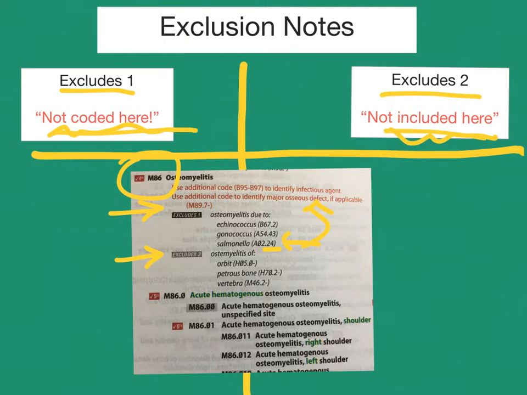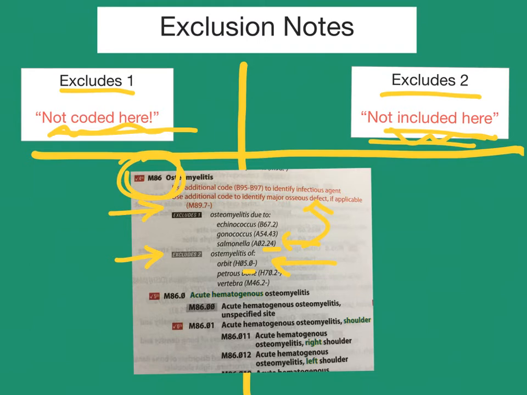The excluded condition is not part of the condition represented by the code. In our same example of osteomyelitis in the tabular list here, an excludes two note serves as a flag or a warning, if you will, that if the patient had osteomyelitis of the orbit, then none of the M86 category codes would be applicable, but an H05.0 code would. Osteomyelitis of the orbit is not included in the M86 category.